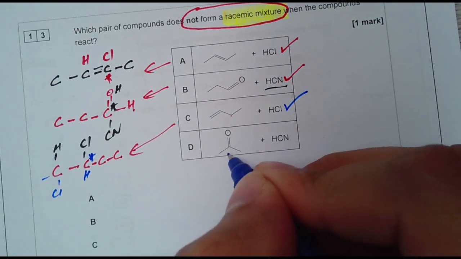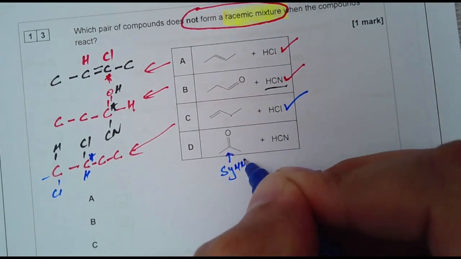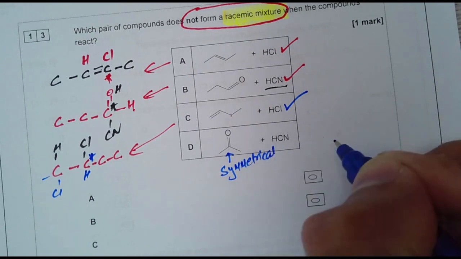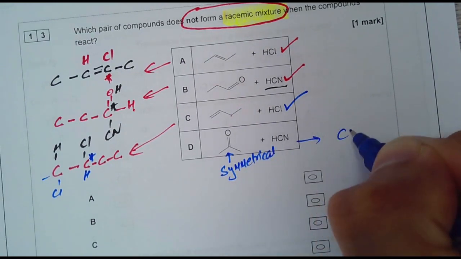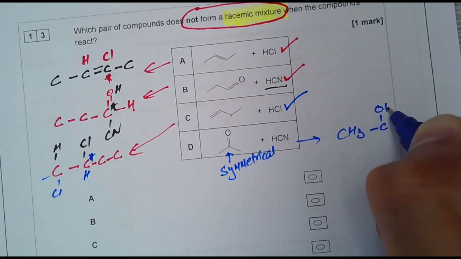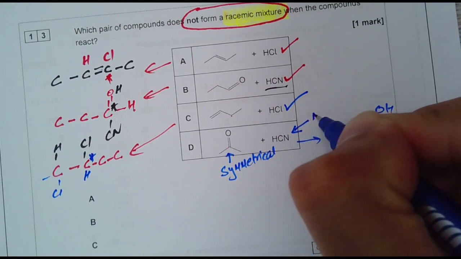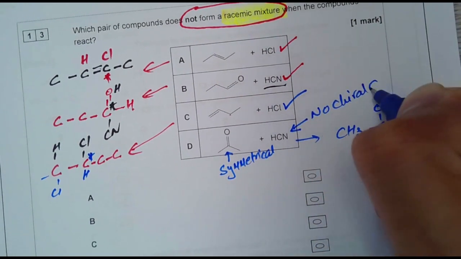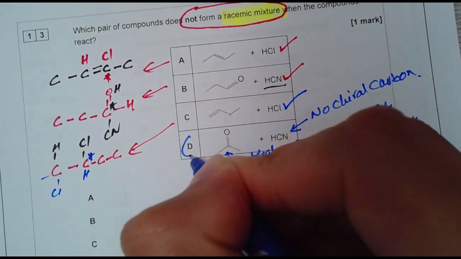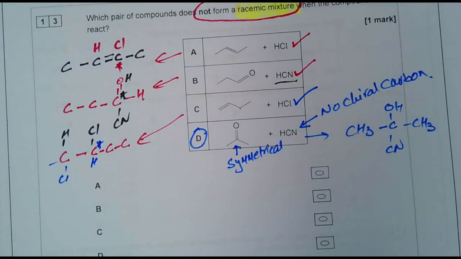But if I look at this, this is symmetrical. So in this case, what will happen when you add this? It will change into CH3-C-OH, CN and CH3. So in this case, I can say there is no chiral carbon. Therefore, the answer is D. It can't even produce the optical isomers. They will not exist in case of D. Are we happy with that bit? Okay. Again, an important question from your exam point of view.